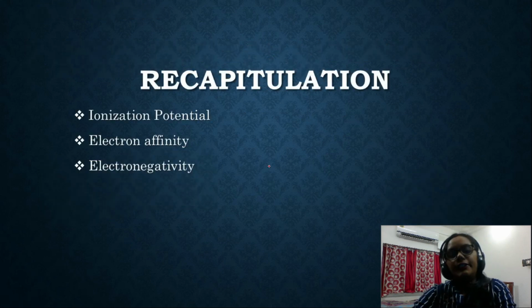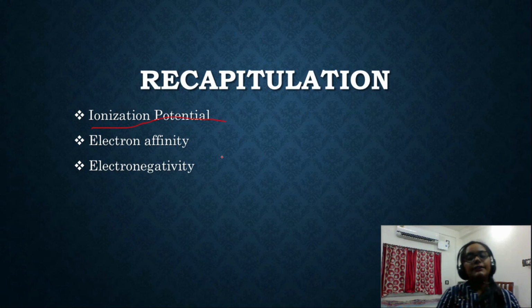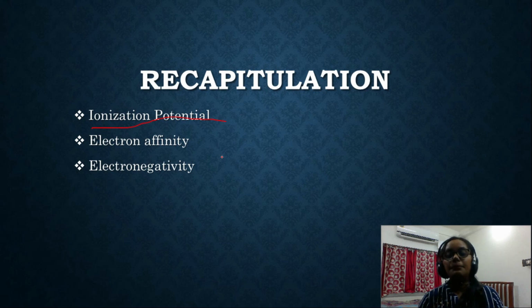Now this is a recapitulation. Today we have discussed ionization potential, its definition, and its trend: according to groups and periods, what will be the change of ionization potential. We have also seen the first, second and third ionization potentials, and their order, that is, for which case we require a higher amount of energy.